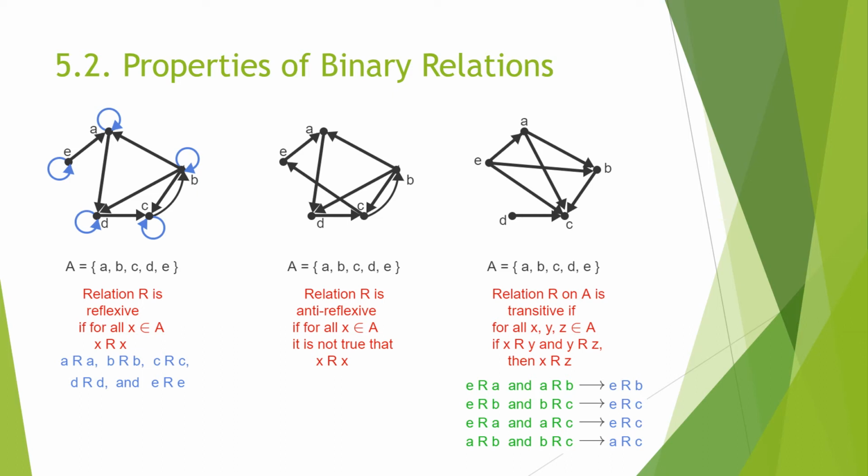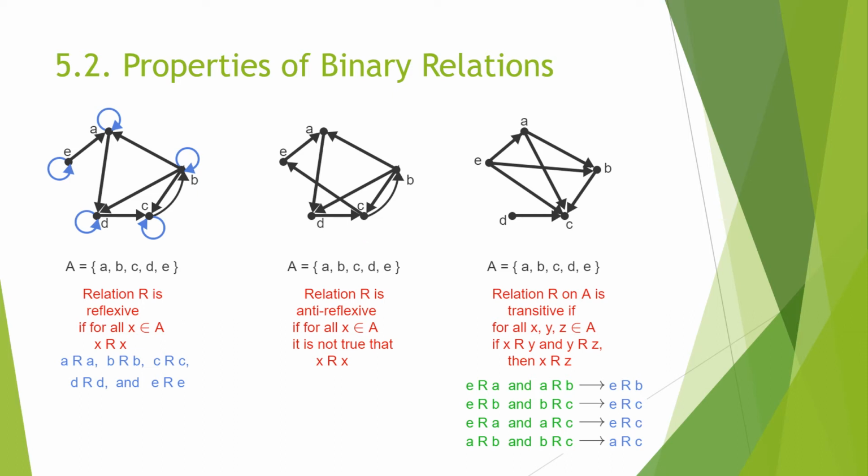And in the second example, you see a relation that is anti-reflexive. Why? Because for every element x in the domain, x is not related to itself. In other words, this graph is anti-reflexive because there is no self-loop in this graph.